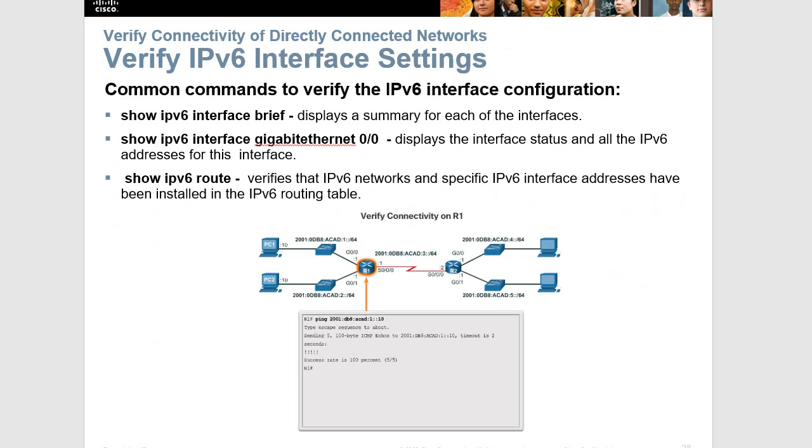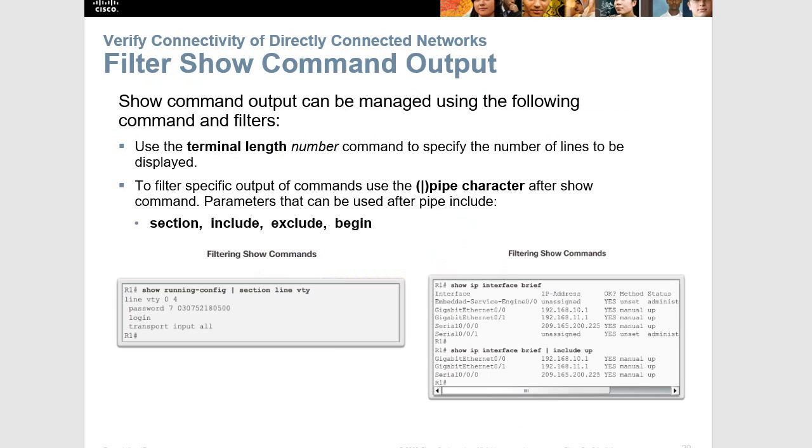Alright, here's your show IP route. Your IPv6 commands, again, just replace IP with IPv6, and you got that. Alright, there's the filter command. So you've got the pipe character after the command. You type in section, include, begin. You can see some examples of that happening down here. You've got the section, it'll show a certain section, brief, include those that are up in the show IP interface brief.